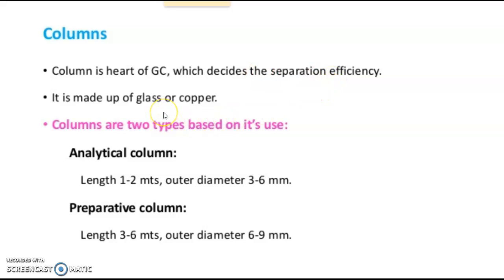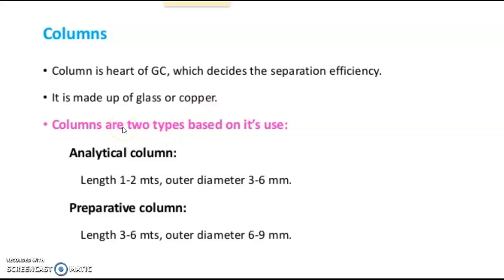It is made up of glass or copper. In order to avoid corrosion with the copper, we will sometimes use glass. For some reactions, glass cannot withstand higher temperatures. For those cases, we will be using these copper columns.